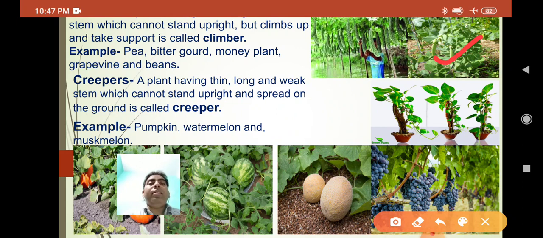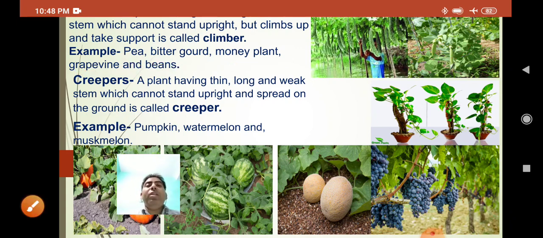They all are climbers. Why are they called climbers? Because they have a weak stem and take the support of a structure like a stick or wall to climb, so they are called climbers. Examples I have just given here: pea, bitter gourd, money plant, grapevine, and beans are also there.